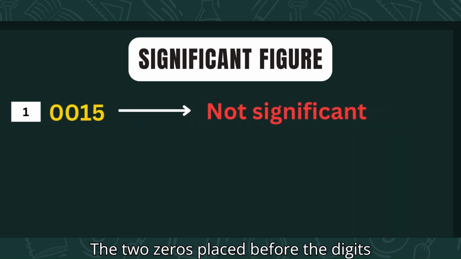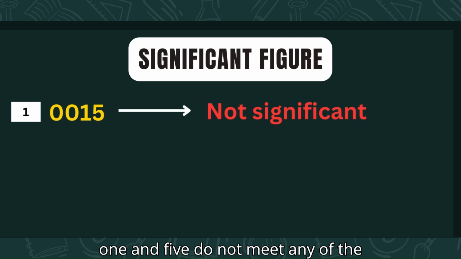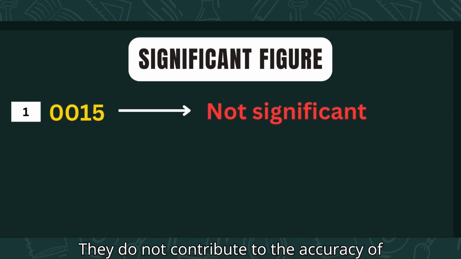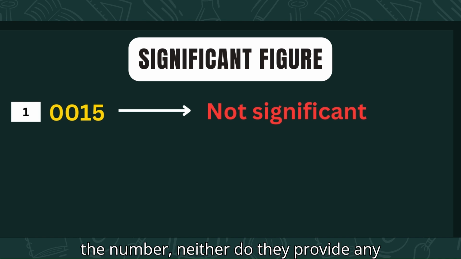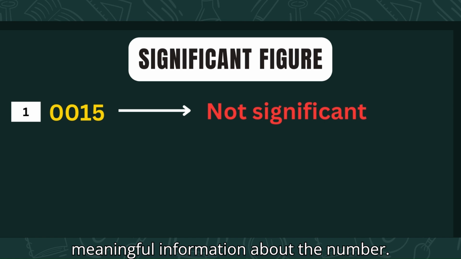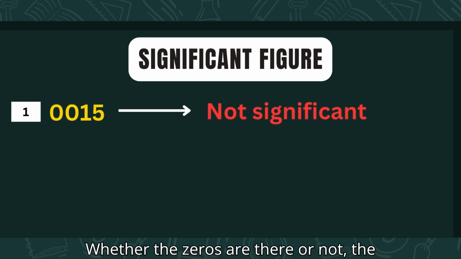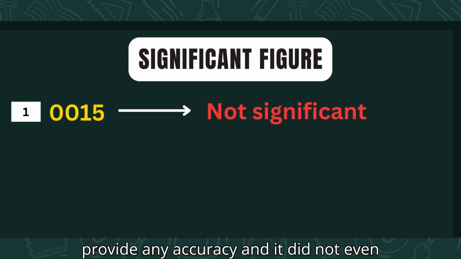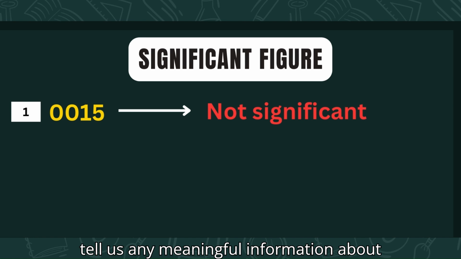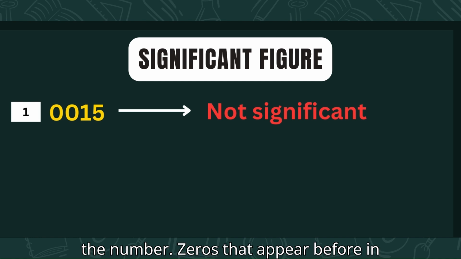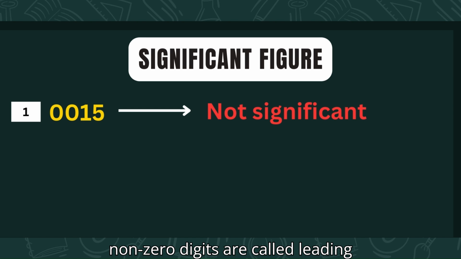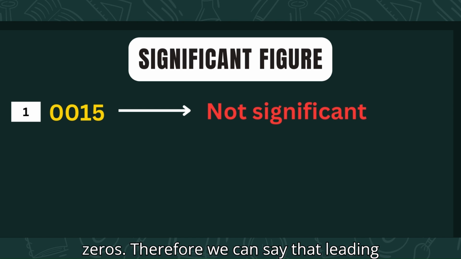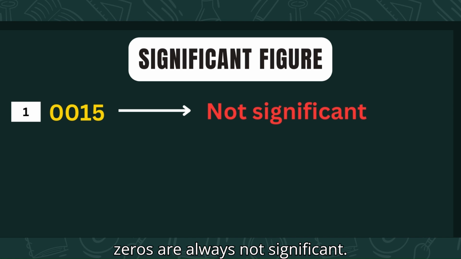The 2 zeros placed before the digits 1 and 5 do not meet any of the requirements of a significant figure. They do not contribute to the accuracy of the number, neither do they provide any meaningful information about the number. Whether the zeros are there or not, the number is 15. Zeros that appear before a non-zero digit are called leading zeros. Therefore, we can say that leading zeros are always not significant.